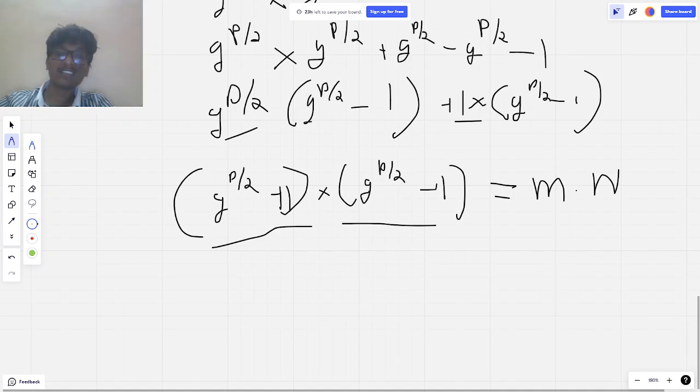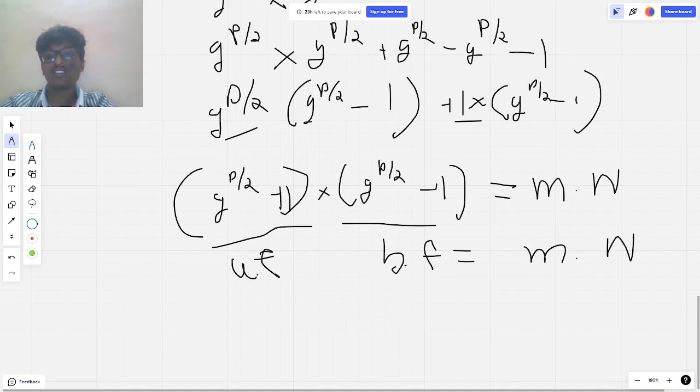We want to find that something into something will give n. But this most probably will not be a factor of n, but it will be a multiple of a factor of n. So a into factor, b into factor, which is m into factor, because this into this is not n, something into something is a multiple of n. So this factor will also most probably be a multiple of factors of n.